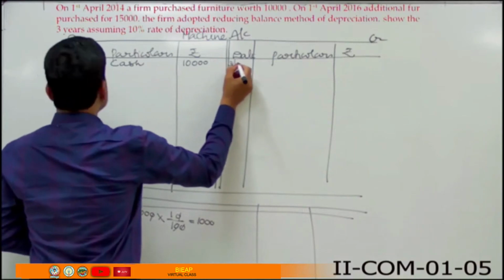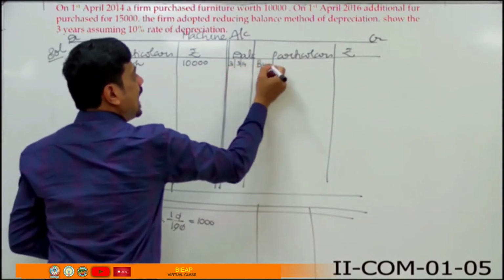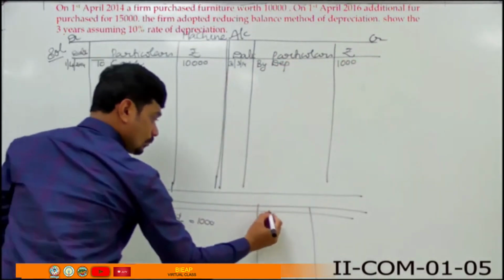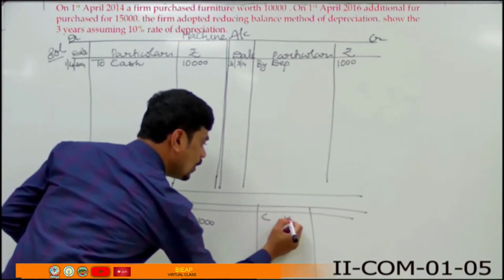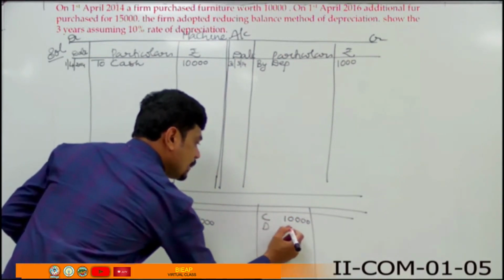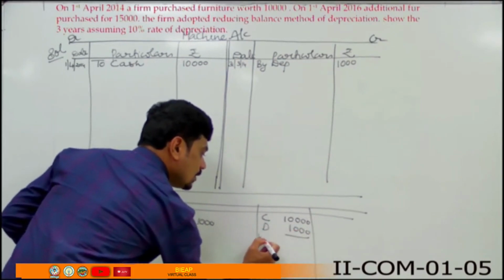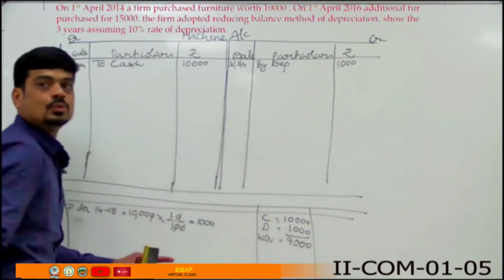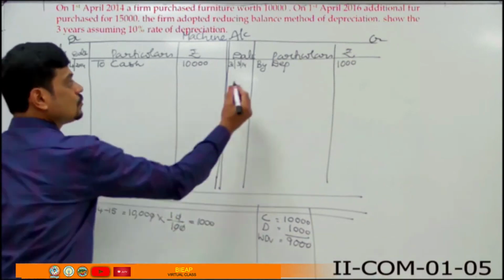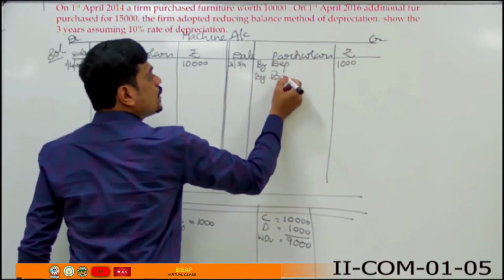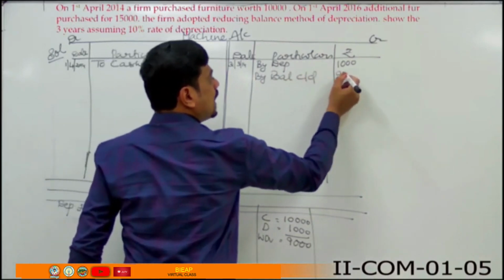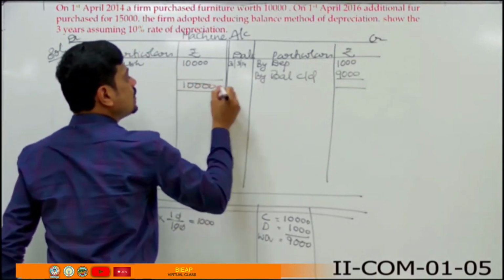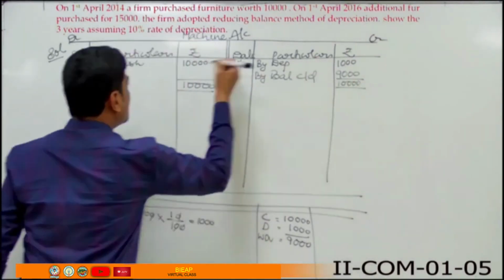So 31st March 2015, as it is, we'll write by depreciation. How much? 1,000. So machine number 1 cost 10,000, depreciation 1,000. The important concept, written down value. How much is the written down value? 9,000. So here by balance carried down 9,000. Close the account with 10,000. Bring down the balance.